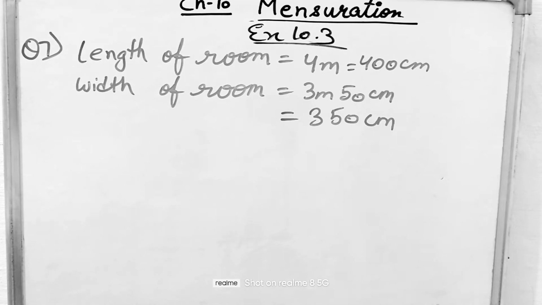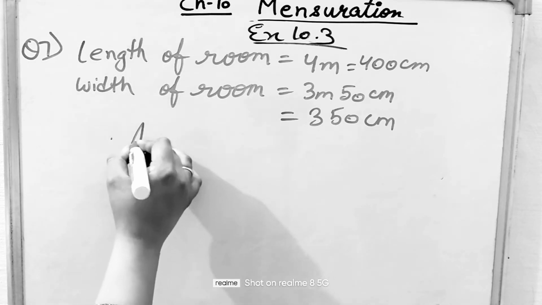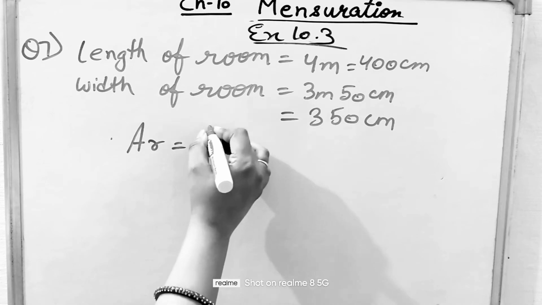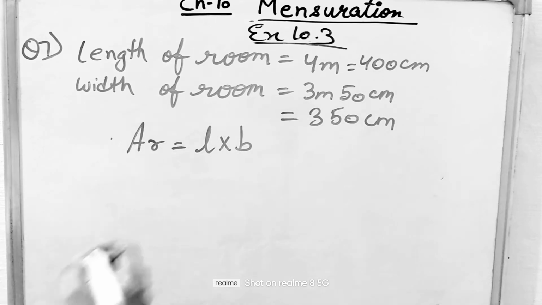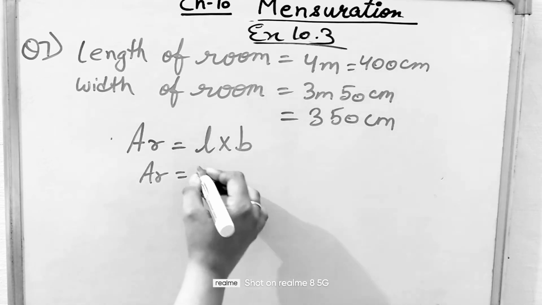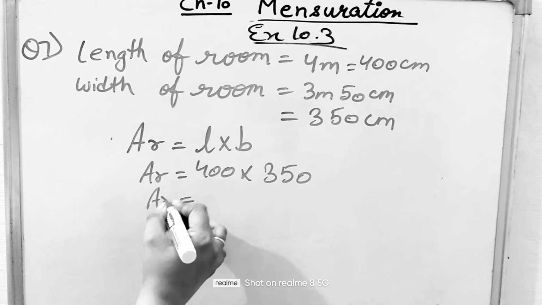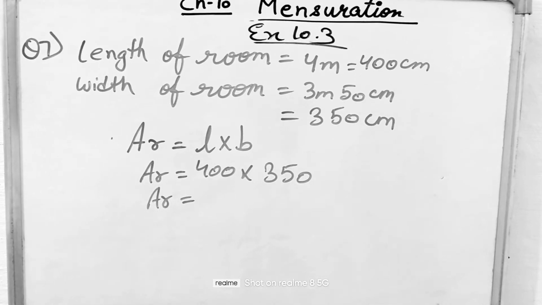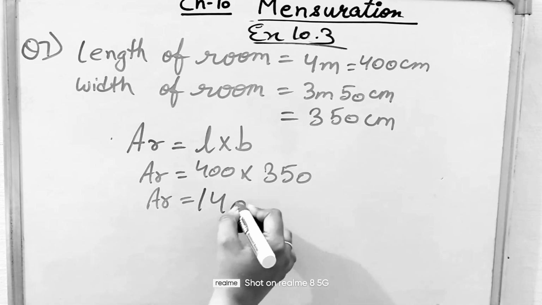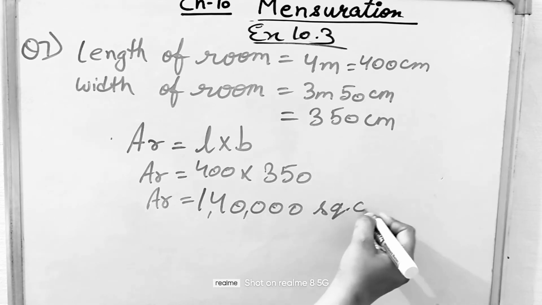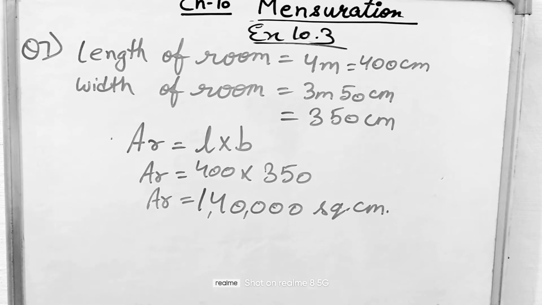Right? For finding out area of carpet, we need to find area of floor. So the shape of floor is rectangular, so we will apply formula of rectangle, that is length multiplied breadth. Now length is 400 and breadth is 350. Multiply it and you will get your area. On multiplying you will get 1,40,000 square centimeter. So this area is in square centimeter and carpet area is asked in square meter.